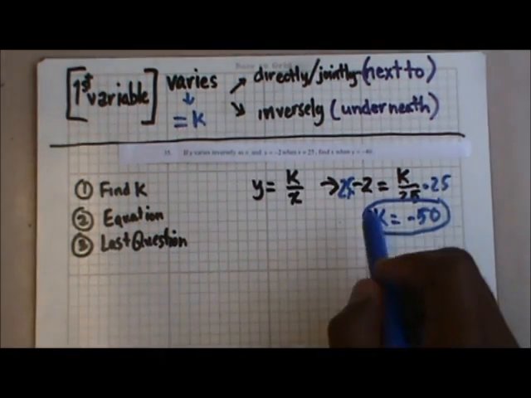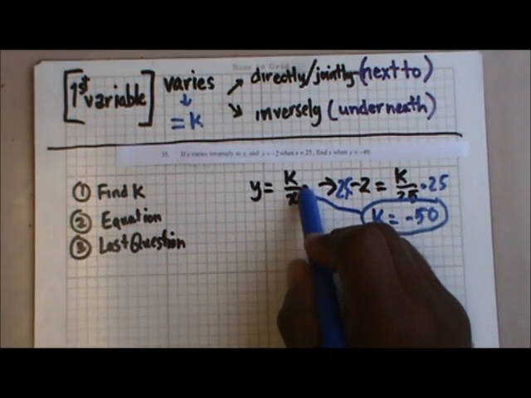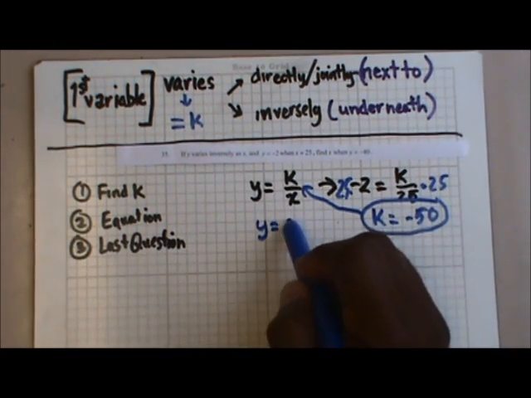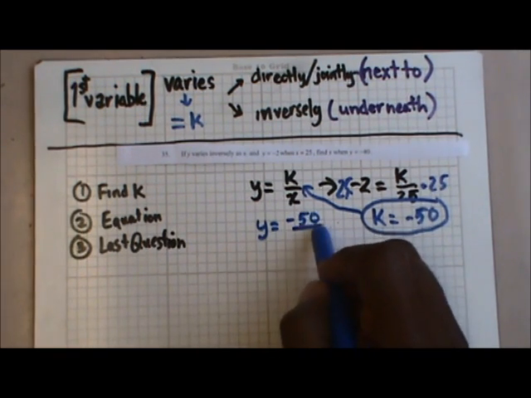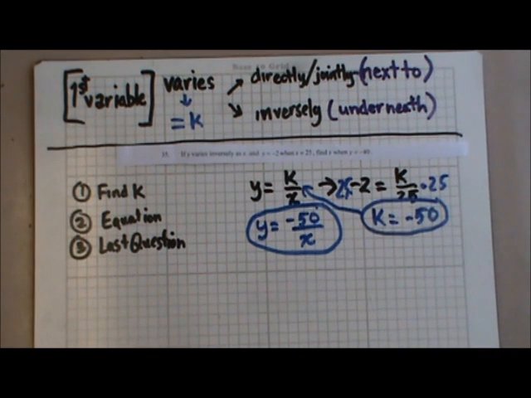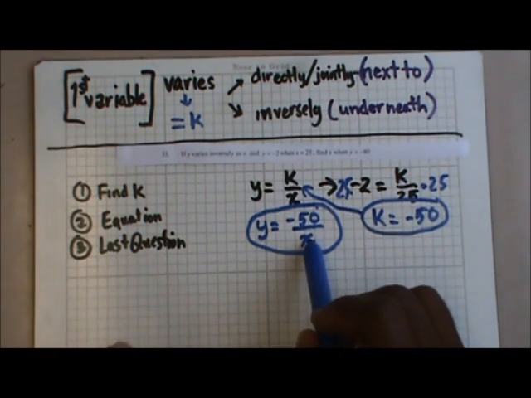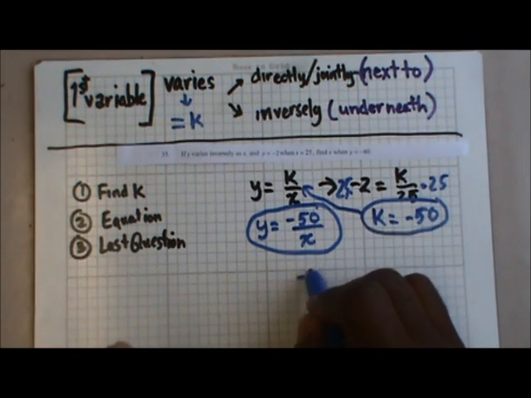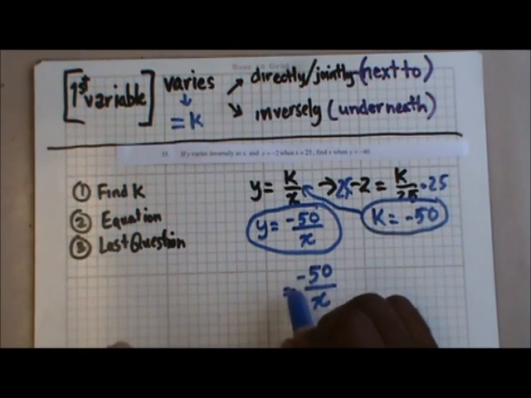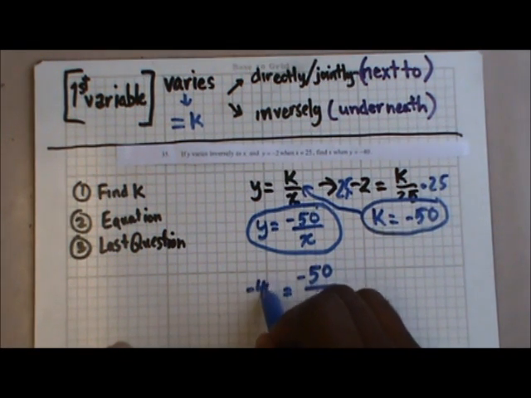All right, next, take that, plug it back into where we started to write an equation. Y is equal to -50 over X. That's the second part. All right, and then the third part, answer the last question. Now that you have the equation, it says find X, find X when Y is equal to -40.